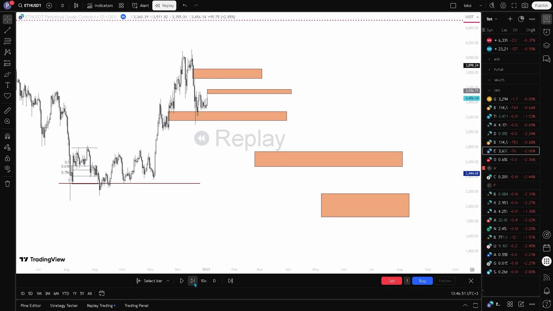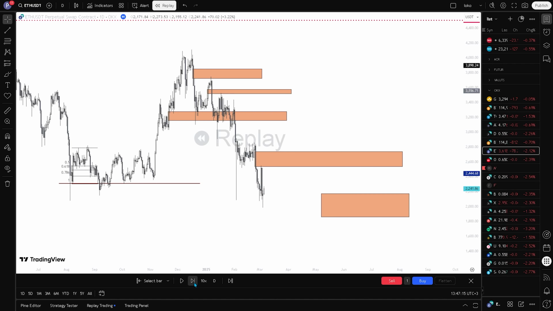An FVG is a price imbalance created by fast manipulation movement. Imagine this: a big bullish candle breaks structure and leaves a gap between the previous candle's high and the next candle's low. That means price moves so fast that there are no trades in that zone. No fair value. And what does smart money do? They often come back to that area to rebalance the market and to fill pending orders.